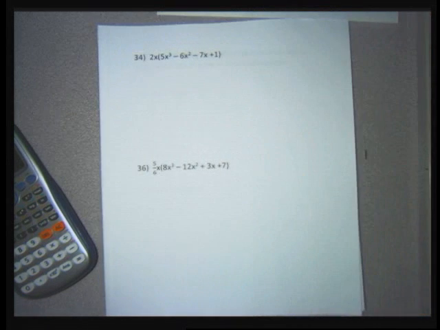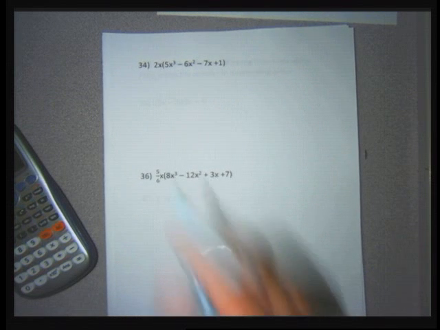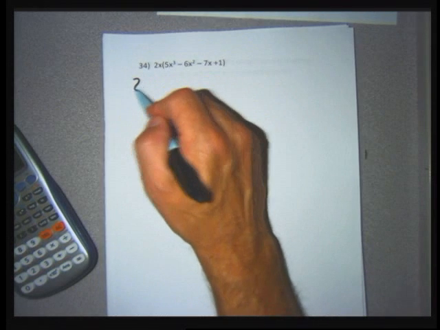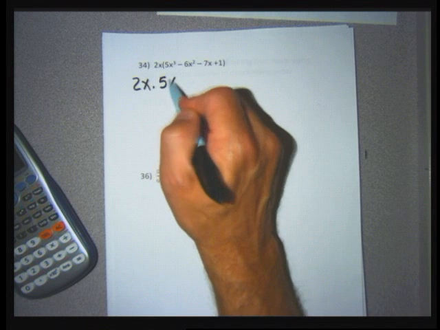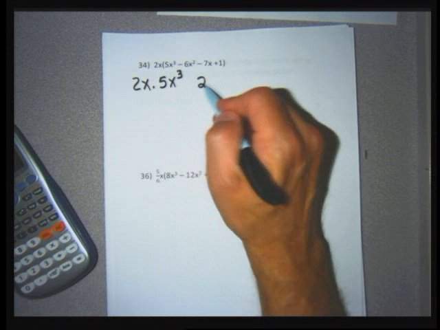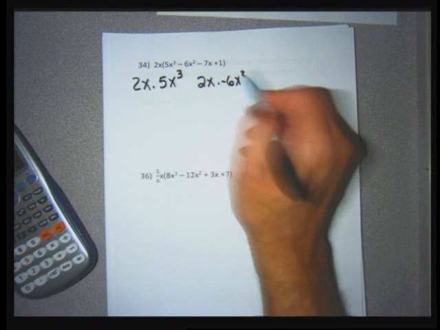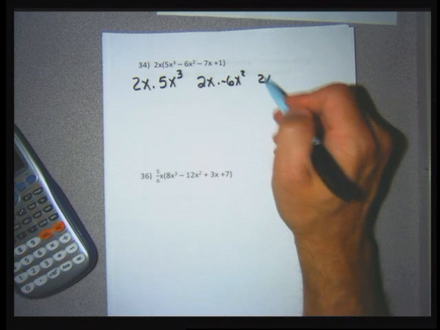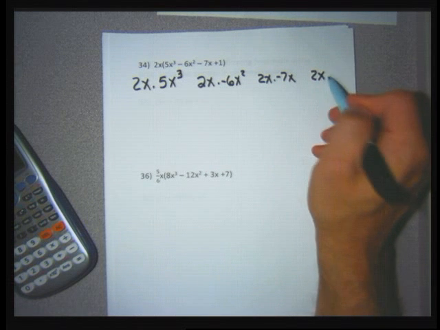Sorry about the number of problems, but I just want you to get comfortable doing this kind of multiplication, because this is kind of the basis of the rest of the section. So here I have to go 2x times 5x cubed. I have to do 2x times negative 6x squared. I have to do 2x times minus 7x, and 2x times 1.